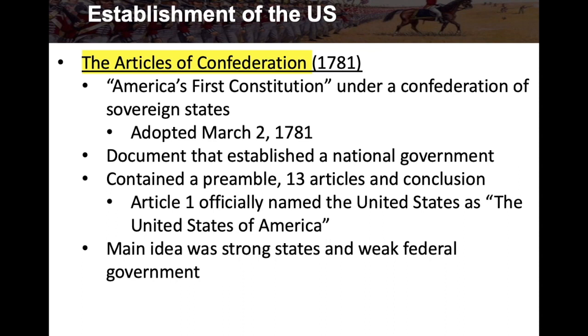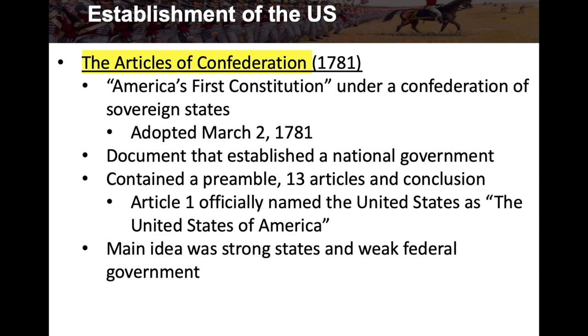It contained a preamble, which is kind of like an introduction, it contained 13 articles, and then it had a conclusion. Article 1 of the Articles of Confederation is pretty important because it officially named the United States. It gave the country its name, the United States of America. So Article 1 of the Articles of Confederation gives the United States its name.